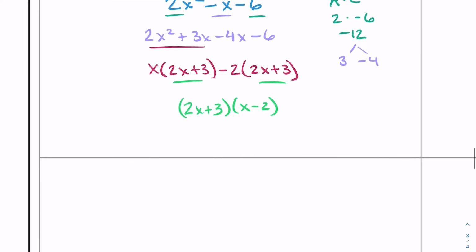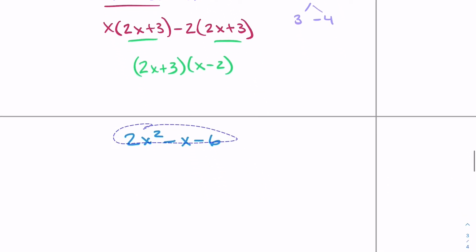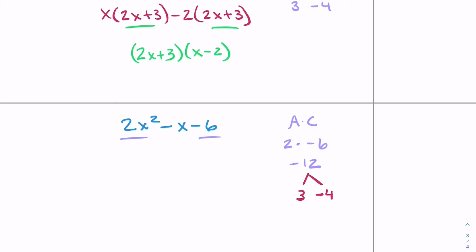And that was the quick method, but I am now going to do the factor by grouping method. So watch quickly on this one. I'm still going to do a times c. So a times c is 2 times negative 6, which is negative 12. I still break it into 3 and negative 4. I apologize, I don't know why I did that.